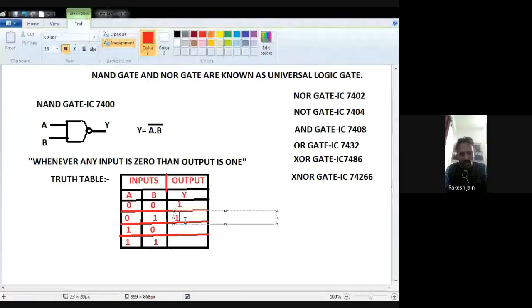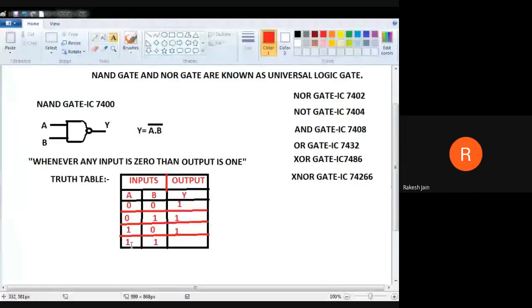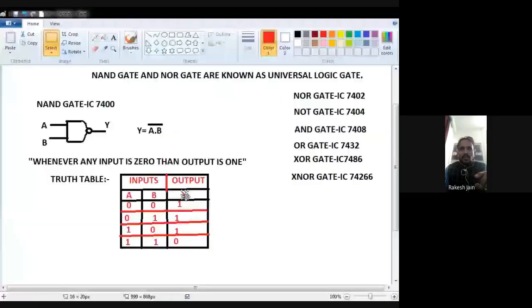So 1 0, you find a 0, so write down 1. Whenever you see any 0, just write down 1 at the output. A is 1, B is 0. Now again you see 0, so write down 1. Now in this case, A is 1, B is also 1, both are 1, no 0 we find, that's why output is 0. Okay. So this is the basic truth table of the NAND gate.